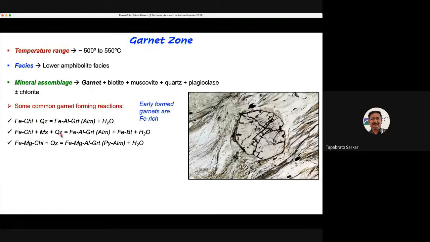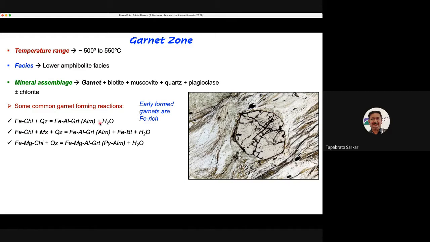Along with that, what you need is quartz. Quartz is common. In some places there is muscovite. So what you need basically to form garnet is chlorite. What does chlorite contain? It contains iron, magnesium, and aluminium. And if you add some silica, what you form is garnet. Also, muscovite contains potassium and aluminium. The garnet doesn't take any potassium in its structure. Therefore, you have to form some biotite as well to balance the potassium which is there in the muscovite.